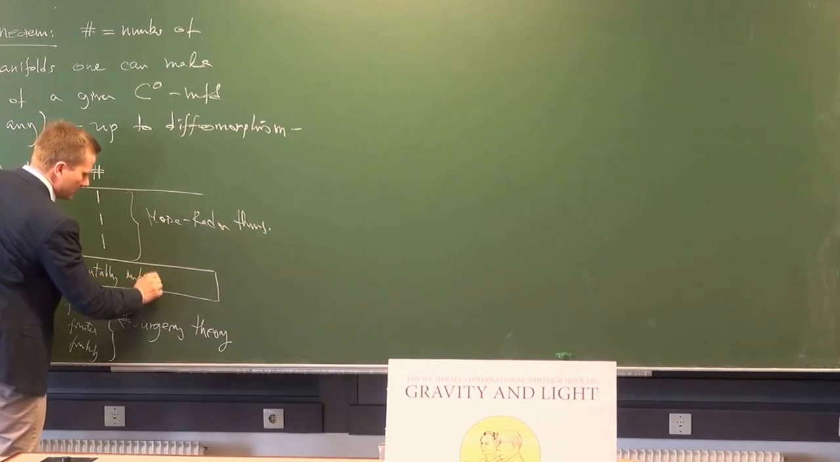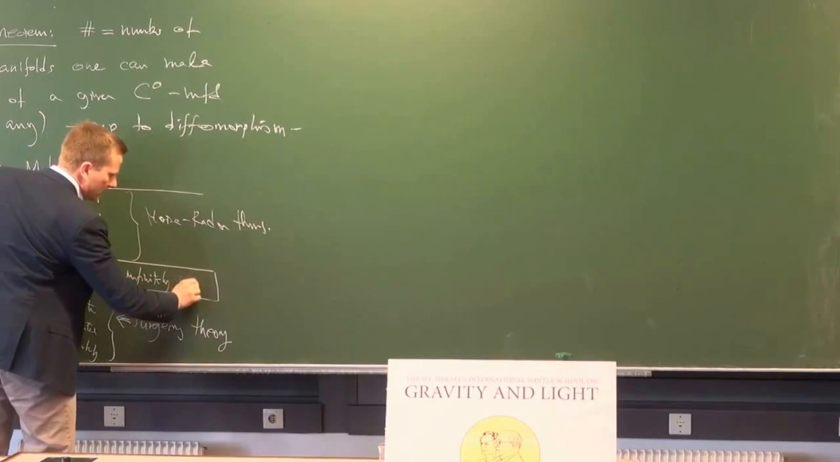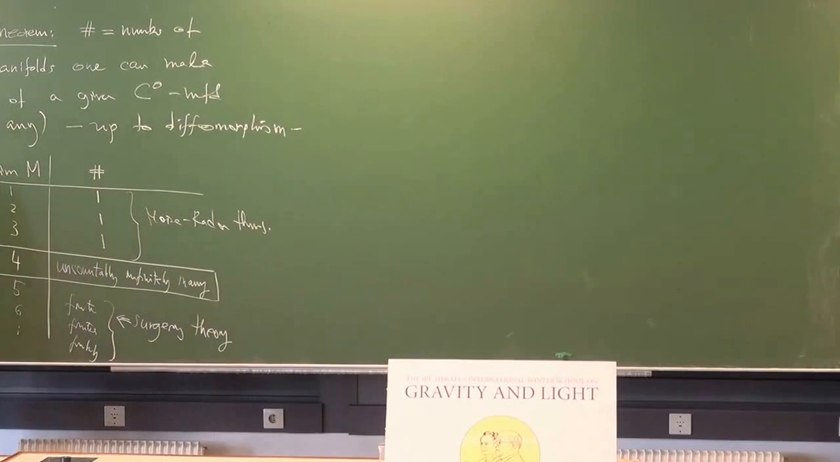infinitely many. So not only infinitely many, 1, 2, 3, 4, 5, but so many, like the real numbers, that you can't even count them anymore. Okay? And that's just an existence proof. There exist uncountably infinitely many different C infinity manifolds you can make out of a given topological manifold. So that's a real problem, because which one do you choose for physics?